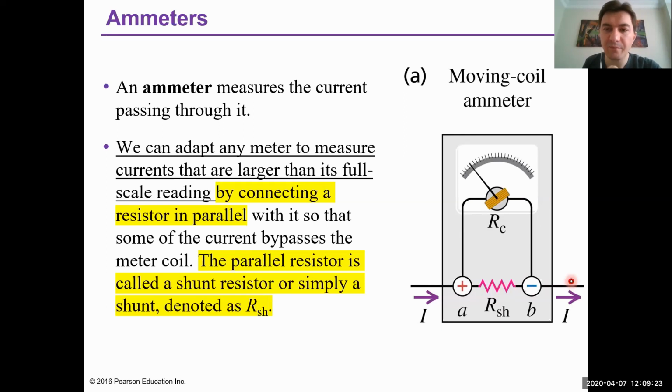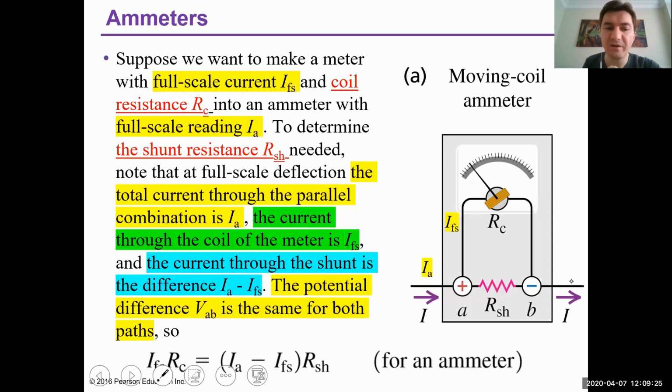Is it okay? So what is the working principle? This is the total current. This is the full-scale current that can pass through the coil, on the galvanometer. This is the maximum current that can pass through the galvanometer. This is the resistance of the coil here. This is the resistance of the shunt resistor.